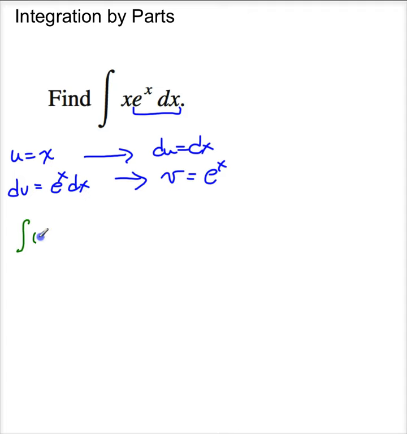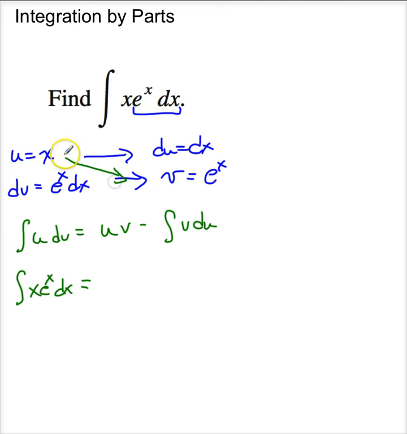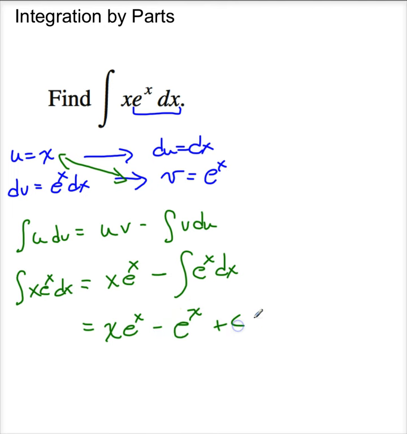Now I want you to write down the rule. The integral of u dv is equal to uv minus the integral of v du. And now plug in what you have. The integral of x e to the x dx is equal to uv, so you've got this situation right here. So it's x e to the x minus the integral of v, and v is e to the x, du. So this is x e to the x minus e to the x plus c.